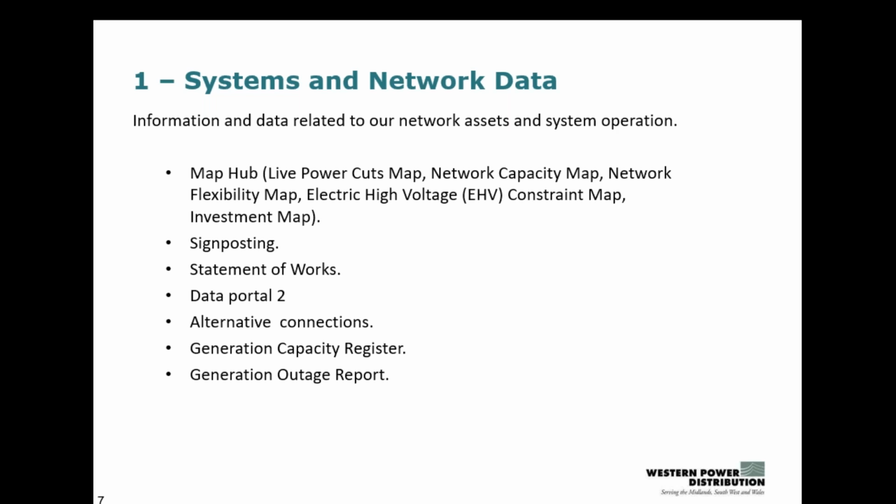Alternative connections. Where the network has reached its capacity, a customer could be offered an alternative connection whilst reinforcement is installed. Generation capacity register. This is a list of generators connected to the WPD network. Generation outage report. This is a summary of lost generation due to constraints in 2018 in megawatts.